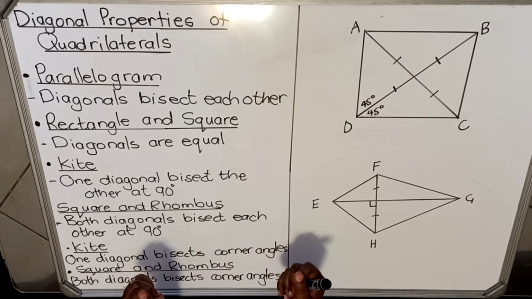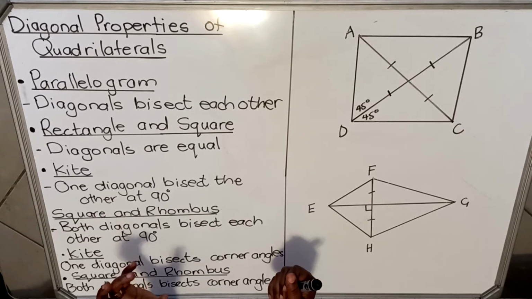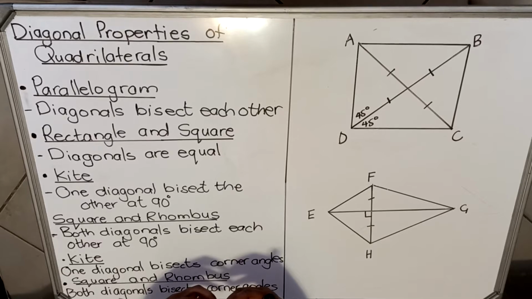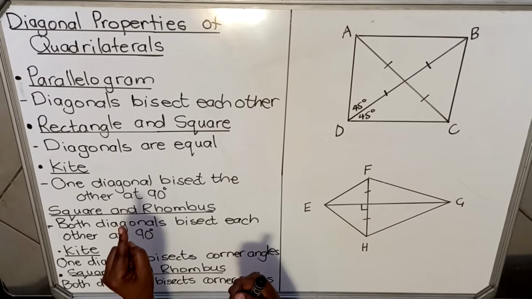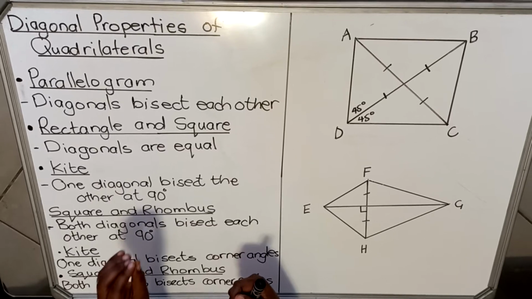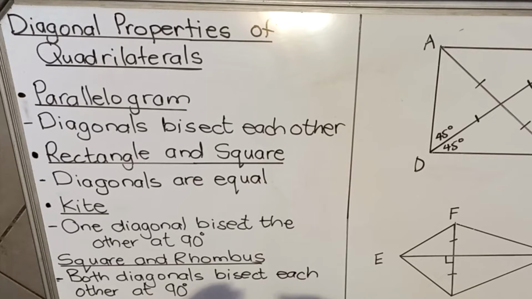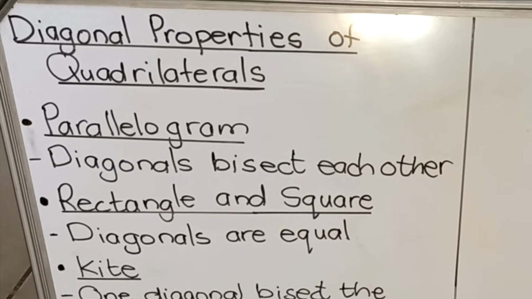Everyone, in this video, we're going to look at diagonal properties of quadrilaterals. Different quadrilaterals will have diagonals with different properties. The first one is a parallelogram. How do you tell that this shape is a parallelogram? Diagonals bisect each other. So if you have a quadrilateral where the diagonals bisect each other, that will be a parallelogram.